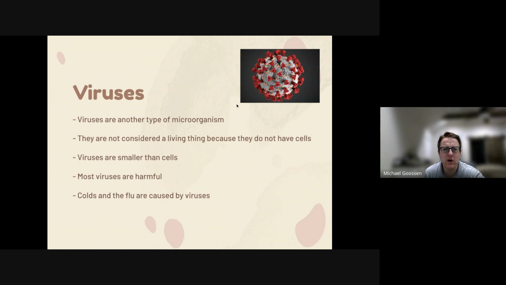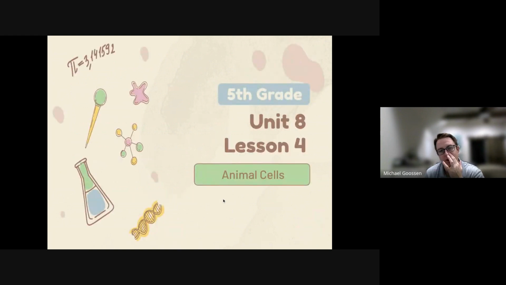So this other category is viruses. They're unique because they're kind of alive and they're also kind of not alive. They don't have a lot of the stuff to make them qualified to be alive, but they act like they're alive. And they're mostly harmful, and they could cause us to get the cold or the flu, stuff like that.